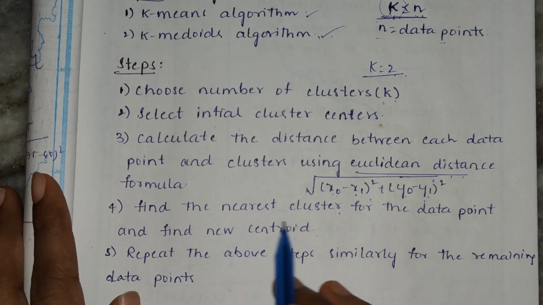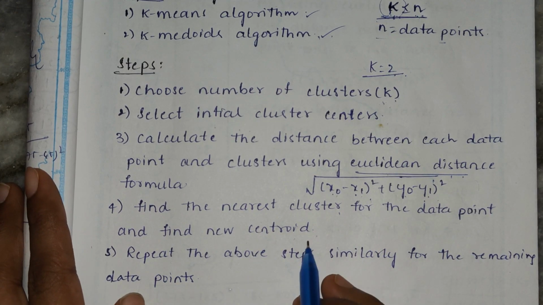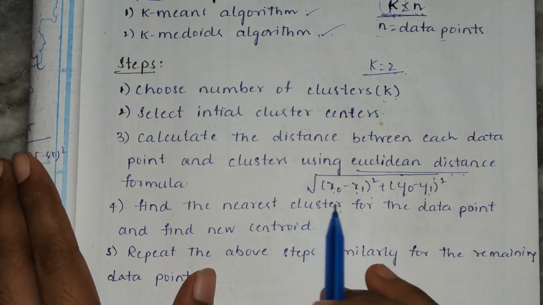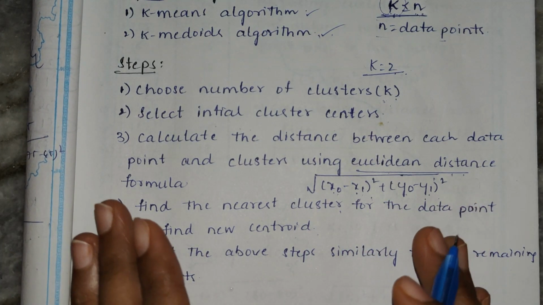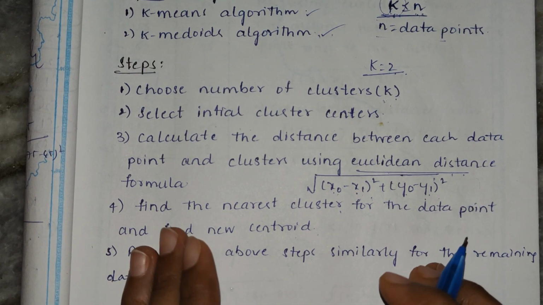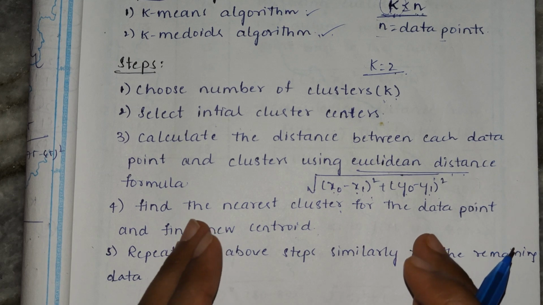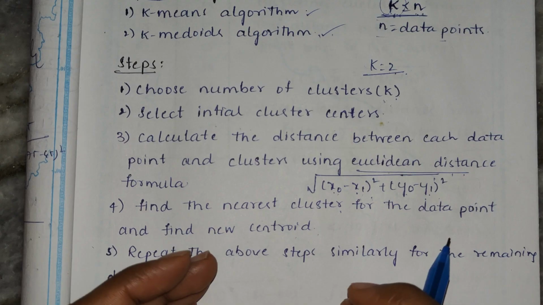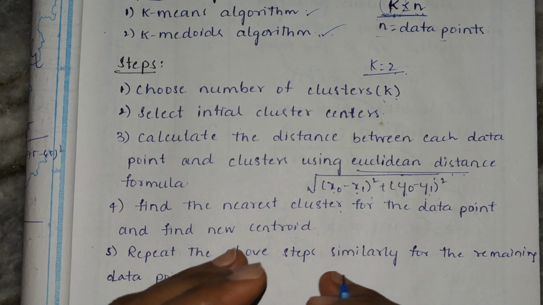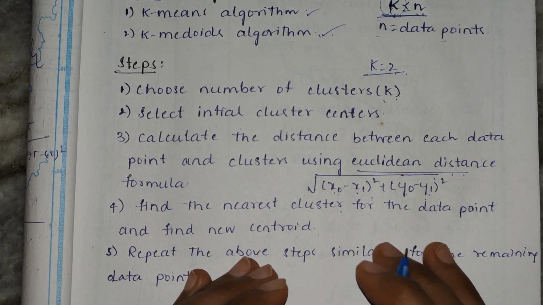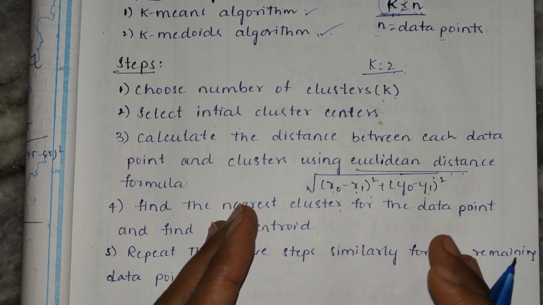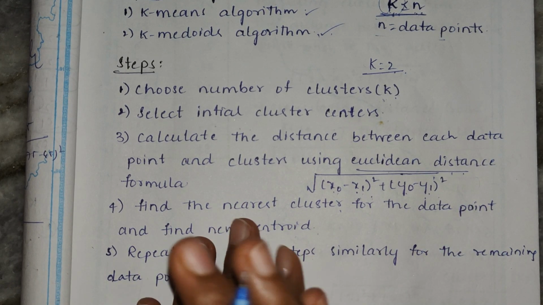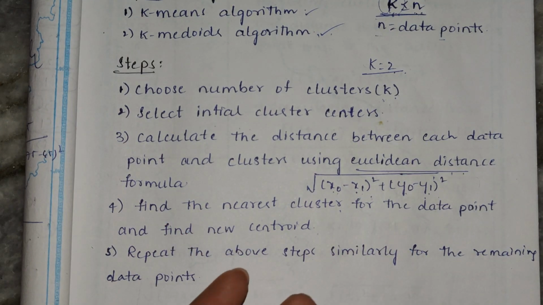And the fourth step is to find the nearest cluster for the data point and find the new centroid. This is nothing but, after finding the distance from those 2 clusters we will get values, right? And from those 2 values we will select the lesser value. Understood? And that new data point will be categorized into the cluster with the lesser value. Suppose among the values of cluster 1 and cluster 2 we have got a lesser value for cluster 1, then that new data point will belong to that cluster.